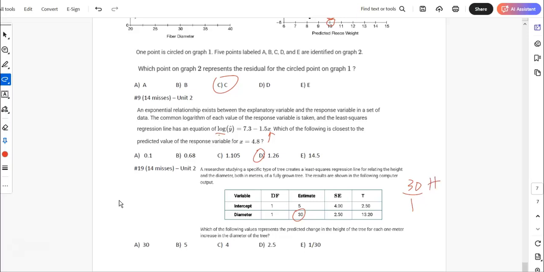So I think this is h. What's the diameter? So diameter, this is always the x variable listed there. So this is diameter. This is height. So for every 1 meter increase in diameter, well, that's the slope here. The other one's going to increase by 30. So it's just a matter of figuring out the x. The x value is always listed here. The other one's in the context of the question.